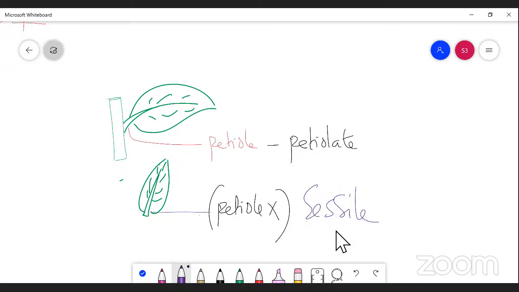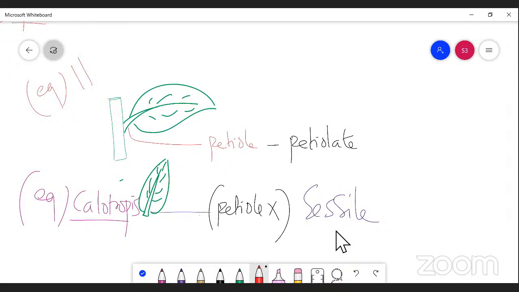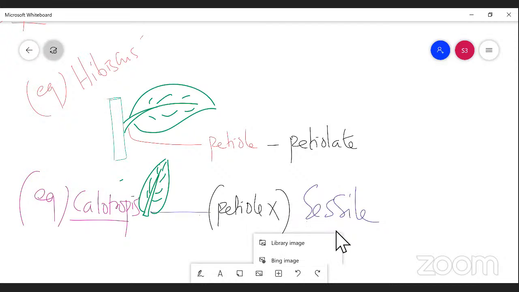Right? You can understand. For that, I'd like to give an example. Calotropis is a right example. Calotropis is an example of sessile condition. Whereas for petiolate leaf, I'm going to give an example: Hibiscus rosa-sinensis. I'm going to show you the picture so that you can understand.